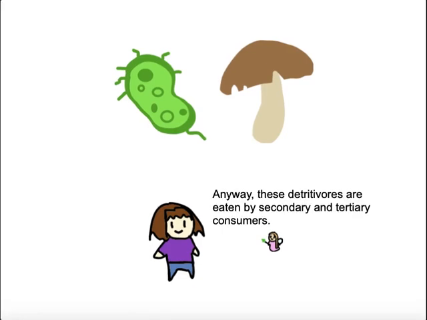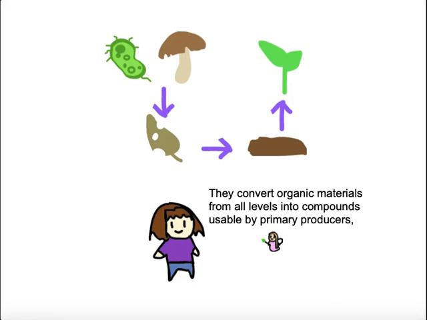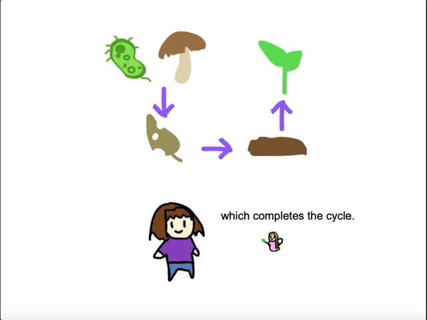Anyway, these detritivores are eaten by secondary and tertiary consumers. Detritivores also play an important role in recycling chemical elements. They convert organic materials from all levels into compounds usable by primary producers, which completes the cycle.